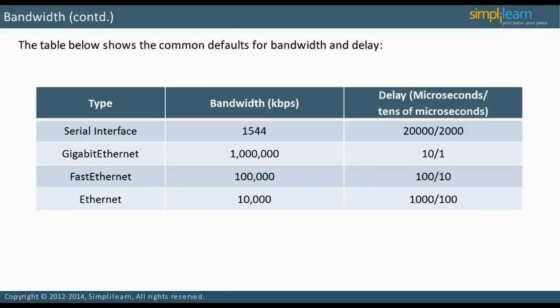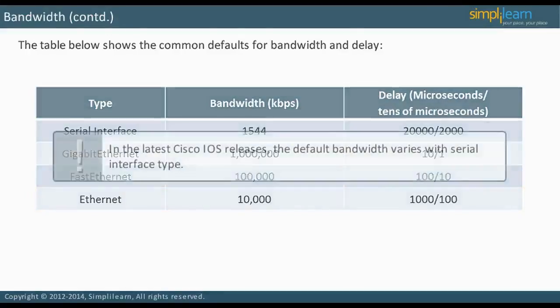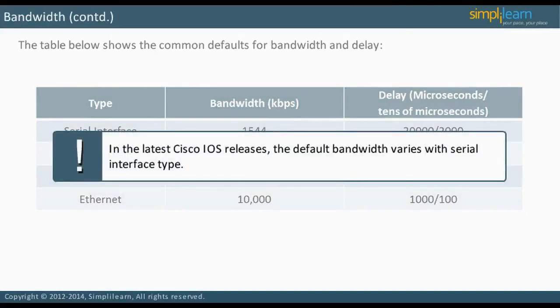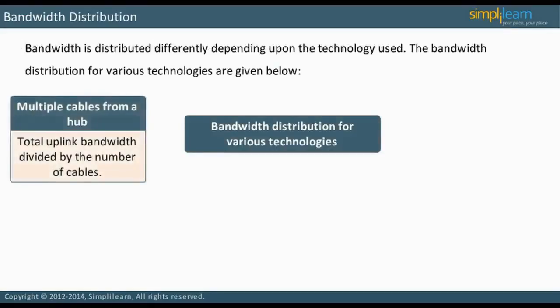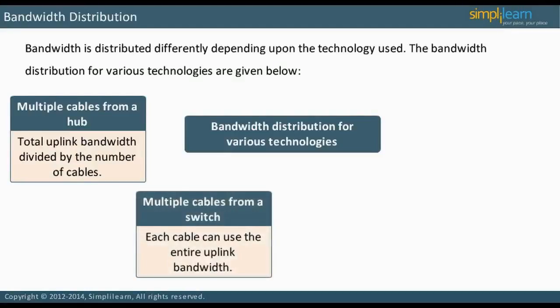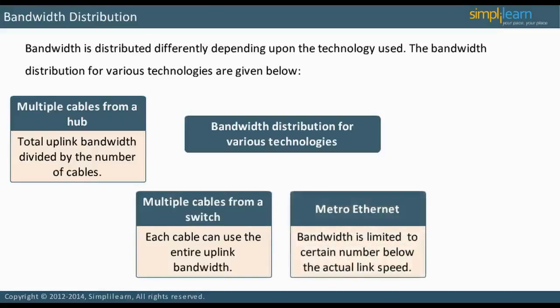In the next slide, let us look at bandwidth distribution. Bandwidth is distributed differently depending upon the technology used. For multiple cables from a hub, the bandwidth available for each cable is the total uplink bandwidth divided by the number of cables. For multiple cables from a switch, each cable can use the entire uplink bandwidth. In Metro Ethernet, your contract often limits the bandwidth to a certain number below the actual link speed.